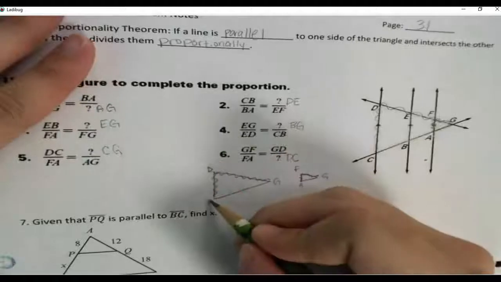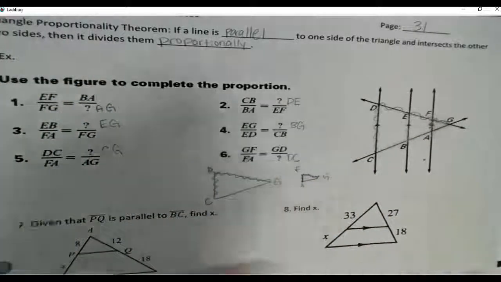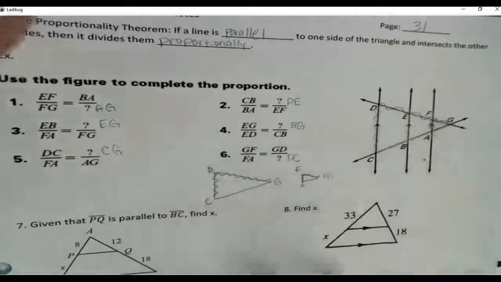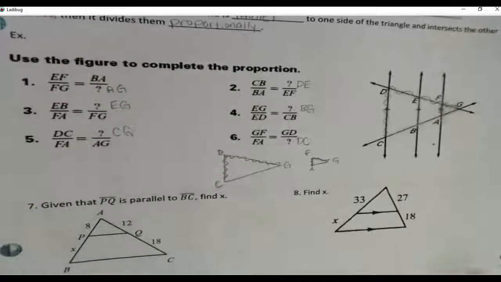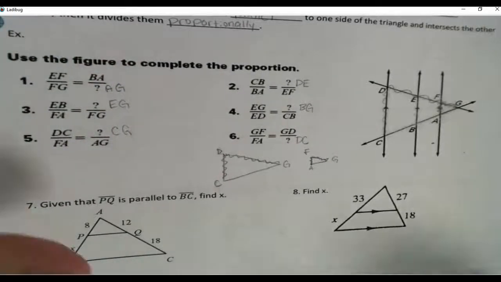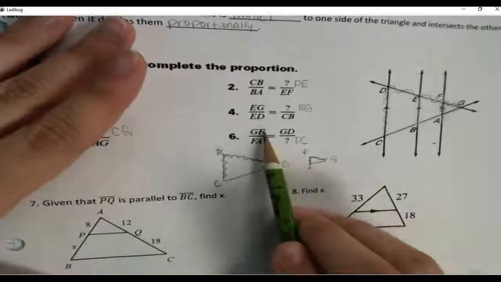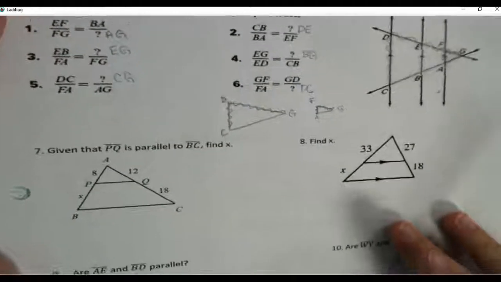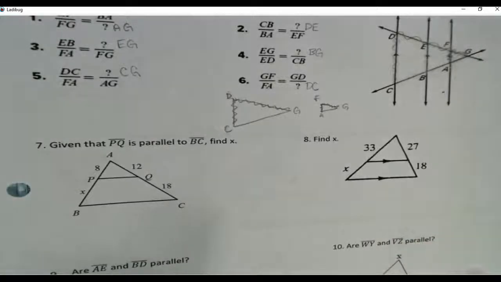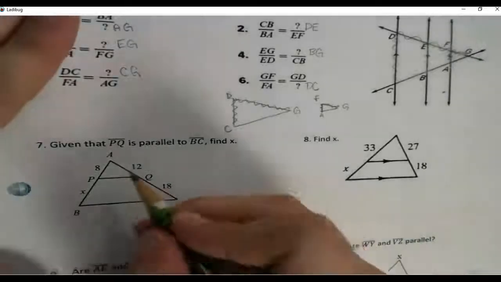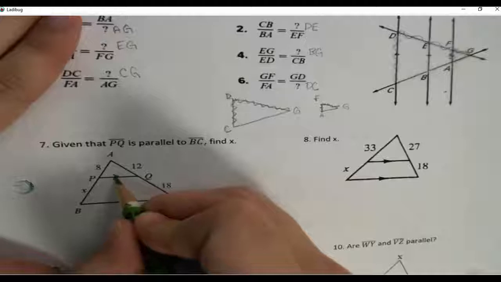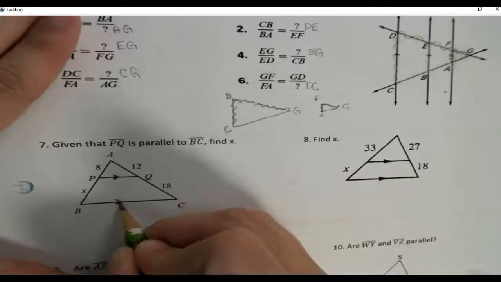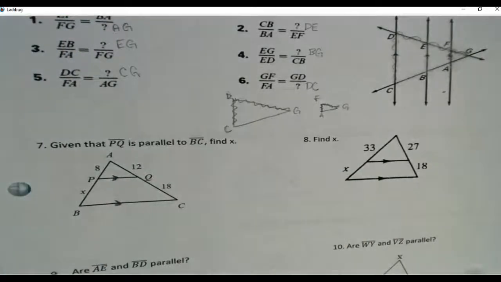Any other questions on these 6? Okay. And so, again, we're not looking for the sides to be equal. We're looking for the proportions to be equal. So let's look at our first one. Number 7 says, given that PQ is parallel to BC, so these two are parallel. That's what those little arrows mean. We want to find X.